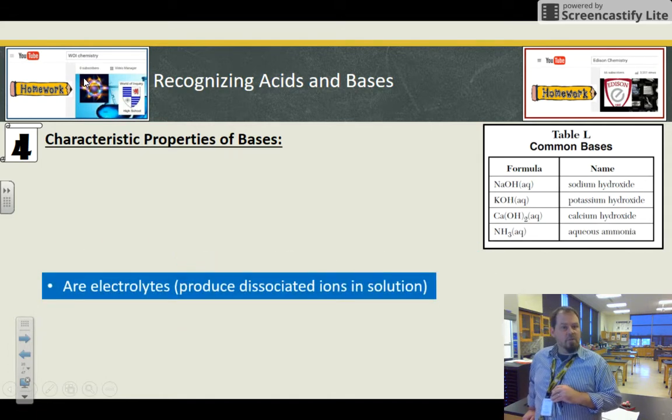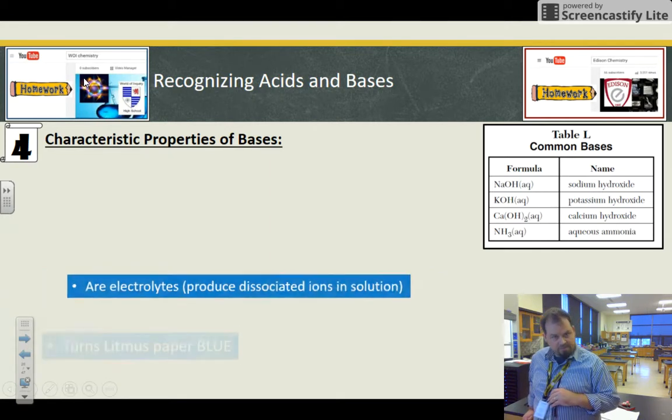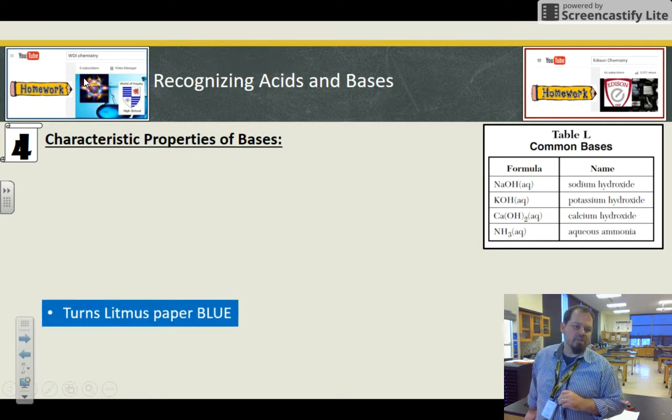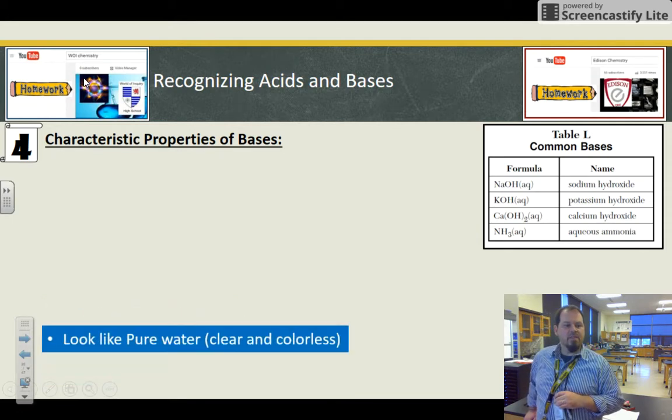They are, of course, electrolytes. They produce ions in solution, so therefore they will conduct electricity. Bases are also electrolytes. And they will turn litmus paper blue. Bases turn it blue. One way to remember: B and B, bases turn it blue. And they're also bitter. They also look like pure water.